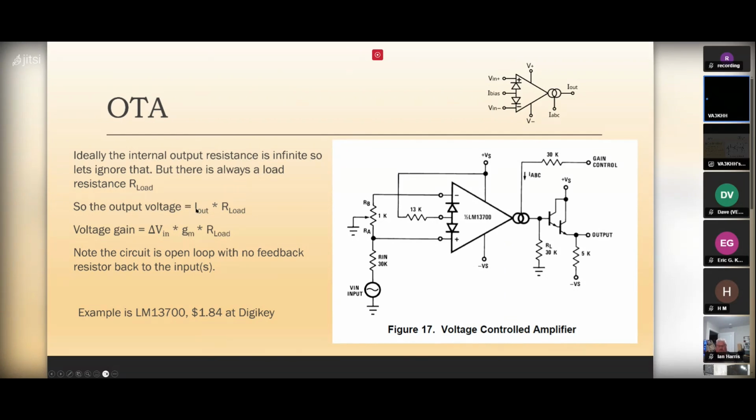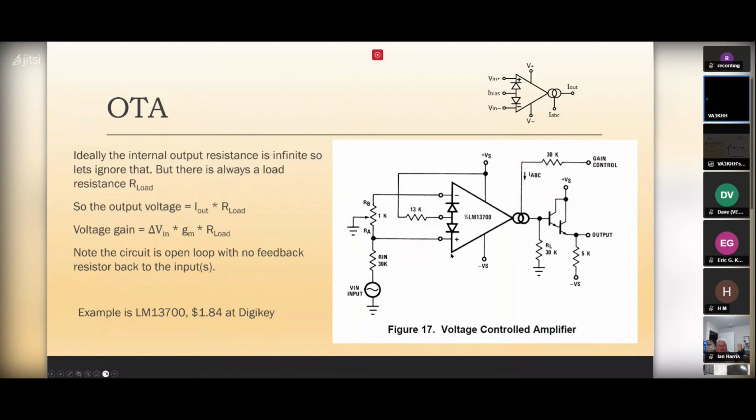So the output voltage, since it's a current, is just I out times our load, this here, right? So the voltage gain is the delta voltage here times the GM times IABC, or whatever IABC gives you as GM, times the load. Okay, so that gets you a voltage in to a voltage out. Note that there's no feedback here, right? We're doing this without a feedback resistor. Just so that's the first thing that I noticed.